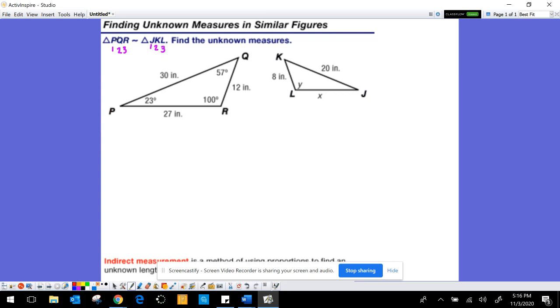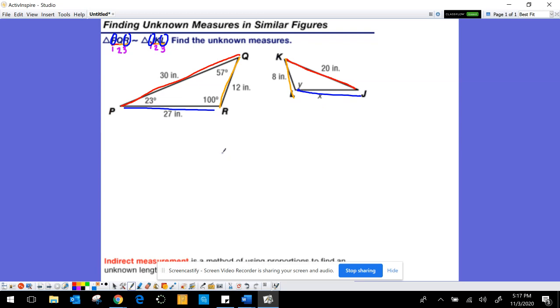So that means that PQ corresponds to JK. And then the second and third letters, QR, correspond to the second, third letters, KL. So QR corresponds to KL. And using that same logic, the first letter, P, and the third letter, R, correspond to the first letter, J, and third letter, L. So PR corresponds to JL. So those are the corresponding sides.